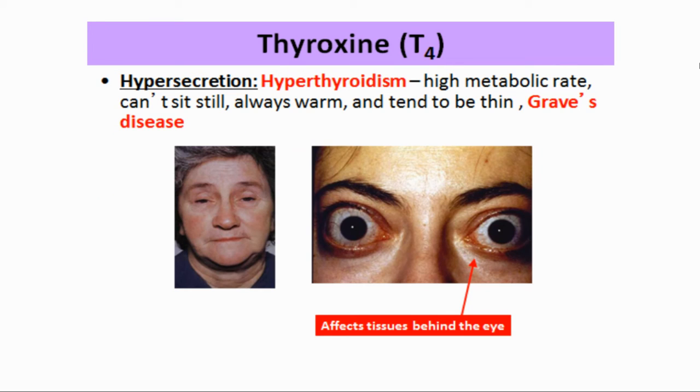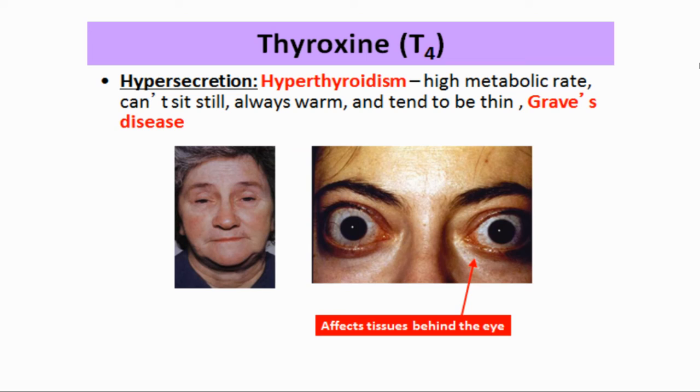The opposite side to the story is when thyroxine is too high, so hypersecretion. Hypersecretion is shown with a high metabolic rate, so people tend to be a little bit thinner. They can't sit still, they're always moving, they're very warm because their body's constantly metabolizing. And eventually they can suffer from something called Graves' disease.